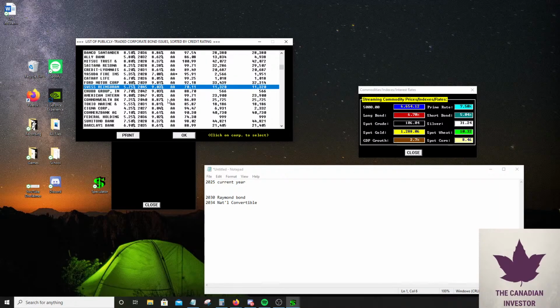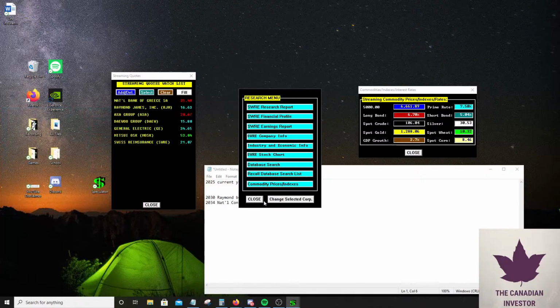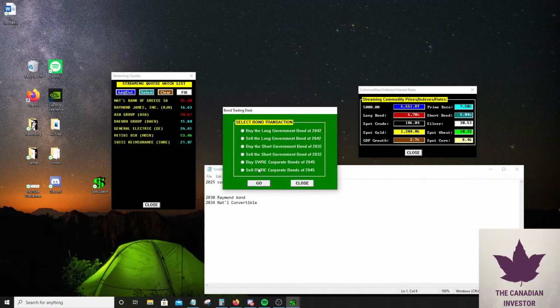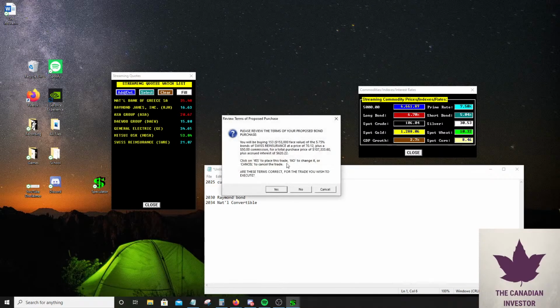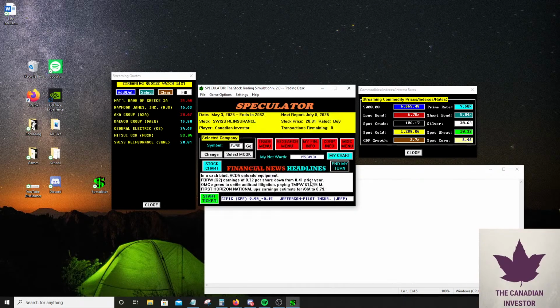I'm looking for, yeah, this will pay us about 9% return. So I think this will be a good one to buy. The only problem is it's a very long-term bond. I think we might, oh no, we don't have margin unlocked yet.